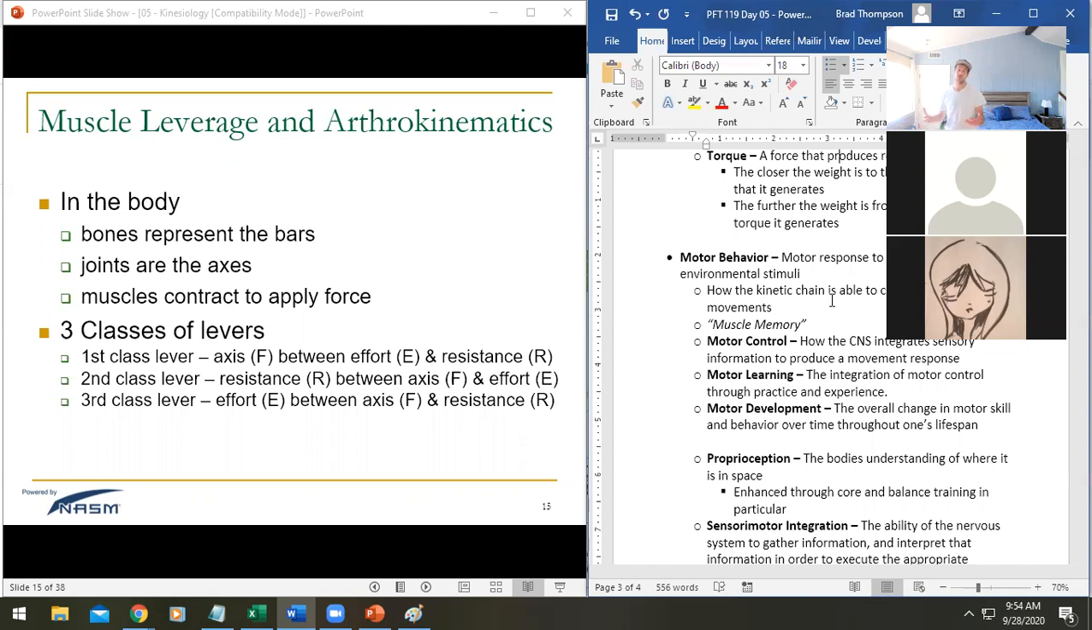So 5 pounds is too light. 10 pounds is too heavy. So you know what I can do? I can shorten the lever. And that's a sneaky way for me to make 10 pounds feel like less weight. So instead of doing my shoulder raises like this, what I'll do is I'll have them bend their elbows and do their shoulder raises like this.